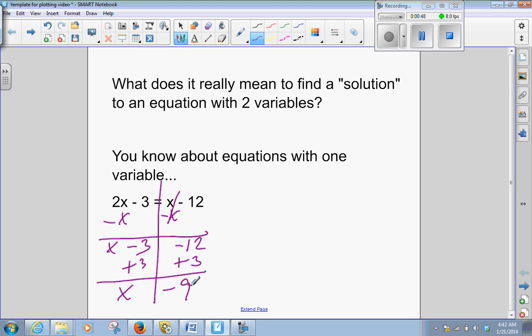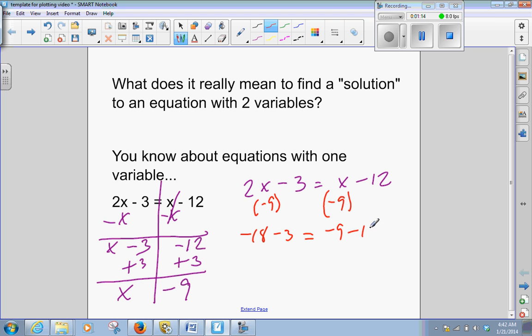What exactly does that mean, x is equal to negative 9? Hopefully you guys remember. So I'm going to take my original equation. And it means that I can now take negative 9 and put it in for x and make my equation balance out on both sides. So 2 times negative 9 is negative 18 minus 3. Negative 9 minus 12. So negative 18 minus 3 is a negative 21. Negative 9 minus 12 is also a negative 21.